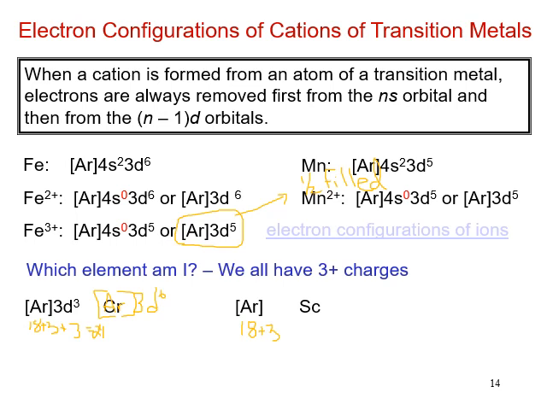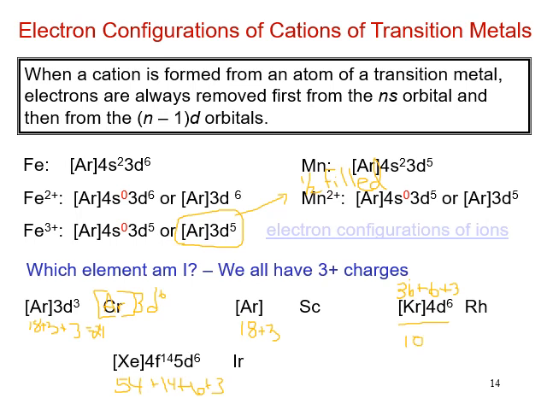Scandium. So it looks like we just have to add 3 every time and then see who that is. So this looks like 45. Rhodium. And that should be iridium, number 77. So anyway, this is just a way to realize that when you get these electron configurations of ions, you got to think about how that ion either lost or gained electrons.